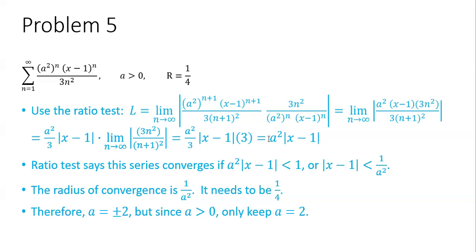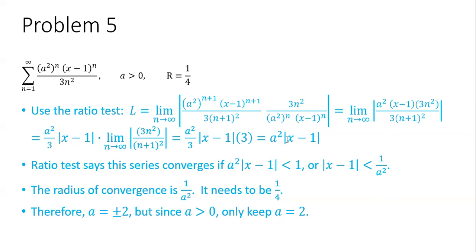Okay, the ratio test gives us a squared times absolute value of x minus 1. Okay, so the ratio test says this guy would converge if this guy, a squared times absolute value of x minus 1, is less than 1. Or we can move this a squared to the other side. So this looks more familiar, right? Absolute value of x minus 1 is less than 1 over a squared. So this is our radius of convergence, 1 over a squared.